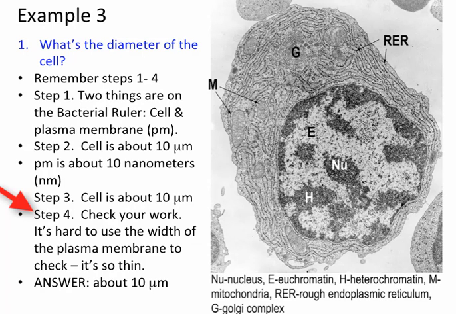It's hard to use the width of the plasma membrane to check here. It's so thin that it would be really difficult to add them up enough times to get to 10 microns. So the answer is about 10 microns, and we haven't been able to check.